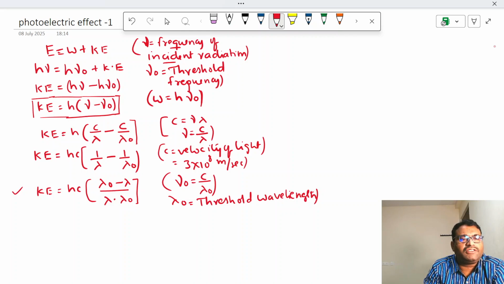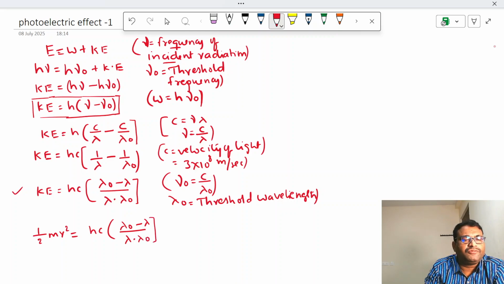Then let us find the formula to calculate the velocity of the photoelectron. So kinetic energy, we know the formula: half mv square is equal to Hc into (lambda naught minus lambda) by (lambda into lambda naught). So mv square, this is v. Then v square, what do we get? V square is equal to 2 Hc by m into (lambda naught minus lambda) by (lambda into lambda naught).